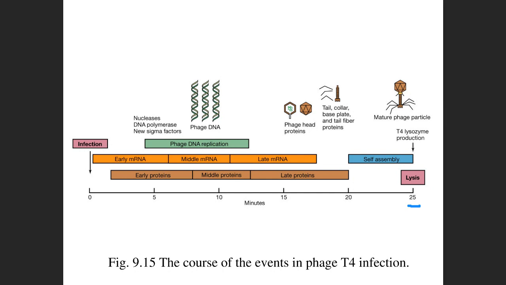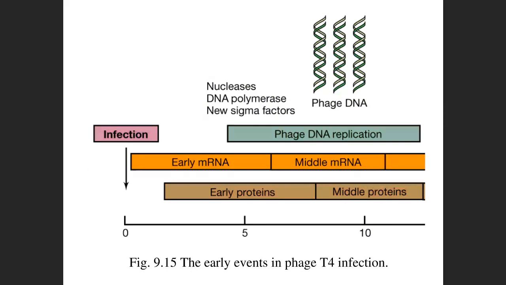Okay, so we're gonna break the life cycle in two parts: the early part and the later half. So this is the early part. Now, the injection of the DNA, right? Infection starts at 0, and what happens in the infection? The DNA gets in, and then the next thing that needs to happen is it gets transcribed.